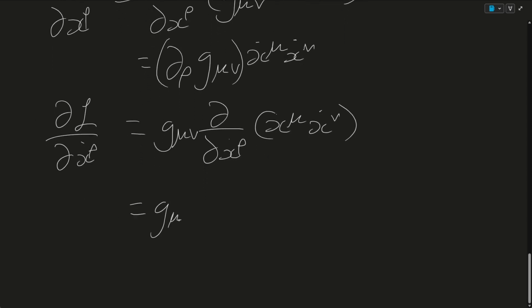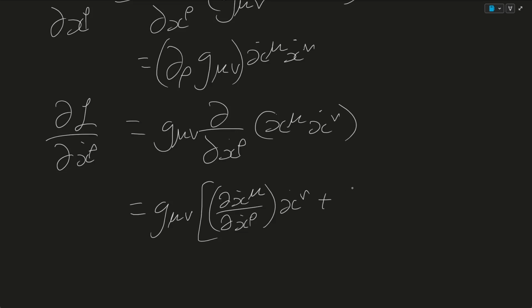and so product rule, if you remember that, is partial x dot mu over partial x dot rho times x dot nu plus, I'll leave them in this order actually, x dot mu partial x dot nu over partial, so the partial derivative of x dot nu.